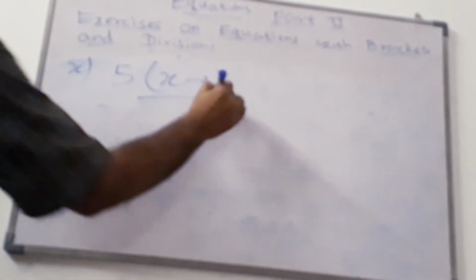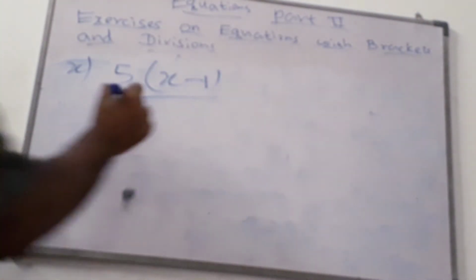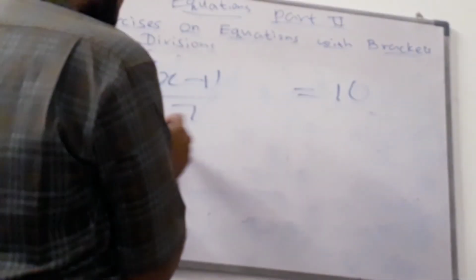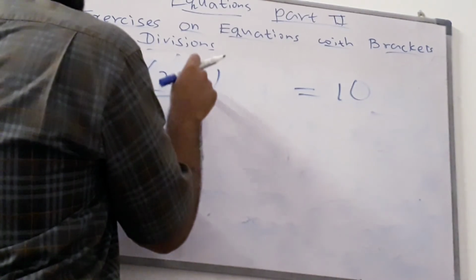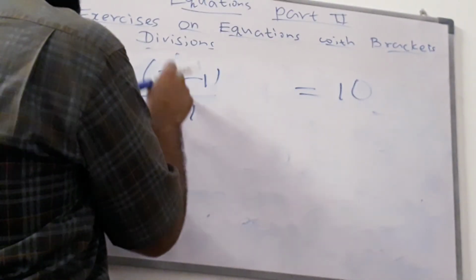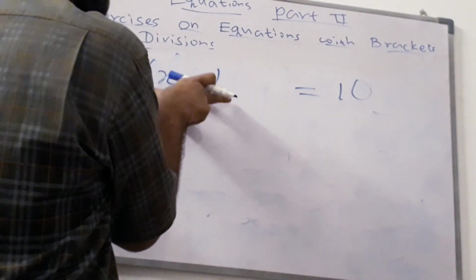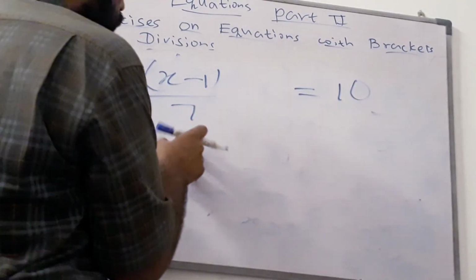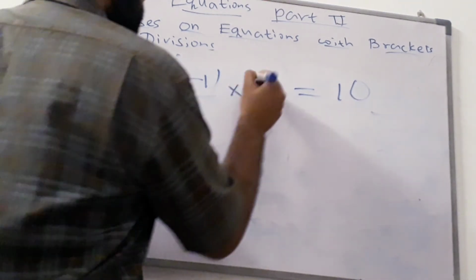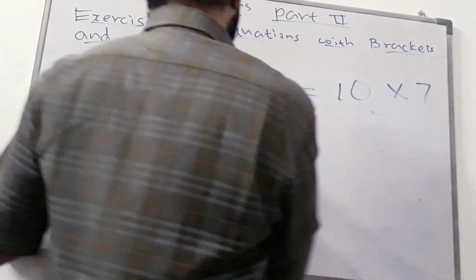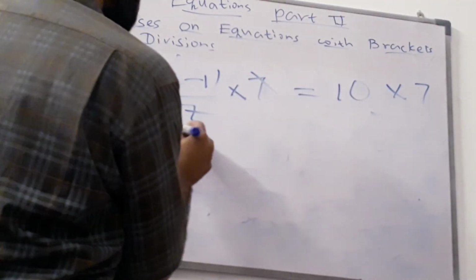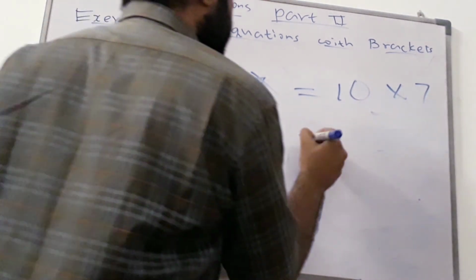5 times x minus 1 over 7 equals 10. I am going to remove 7 first. Okay, 7 is common to the whole expression, and 5 is common to these two terms. So first we have to remove 7 by multiplying by 7. 7 and 7 get cancelled. 5 times x minus 1 equals 70.